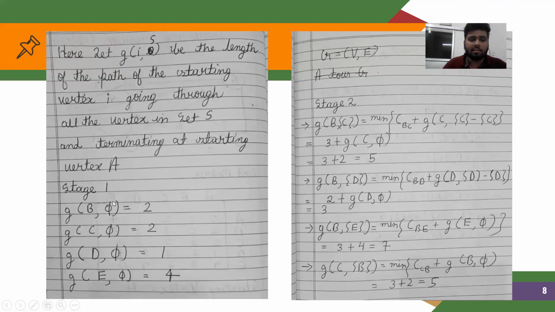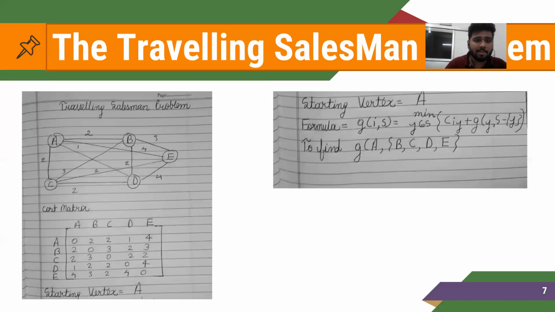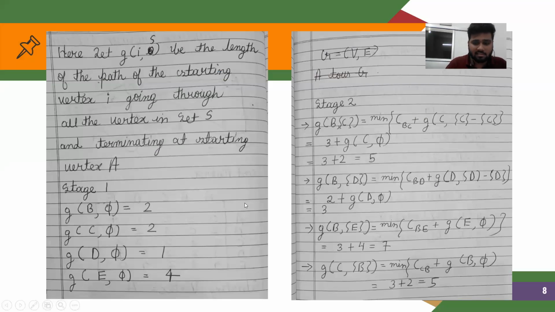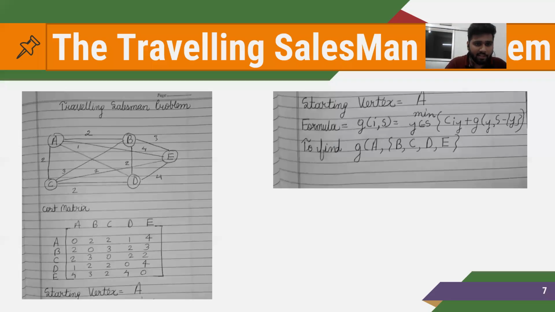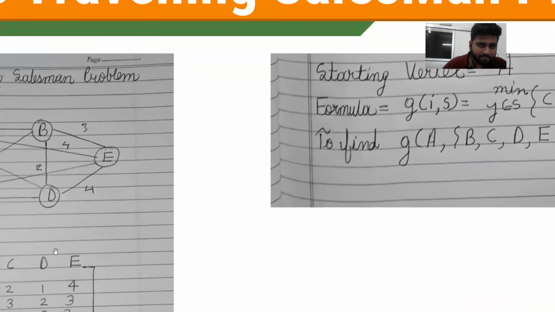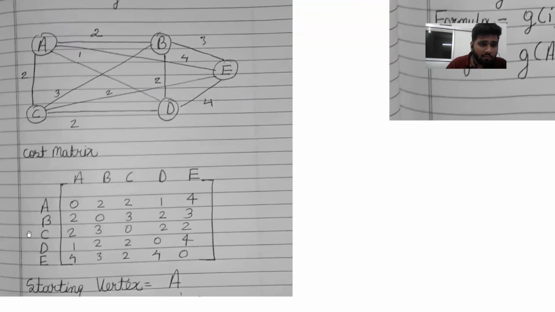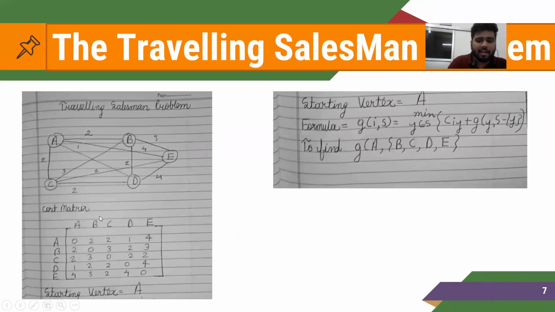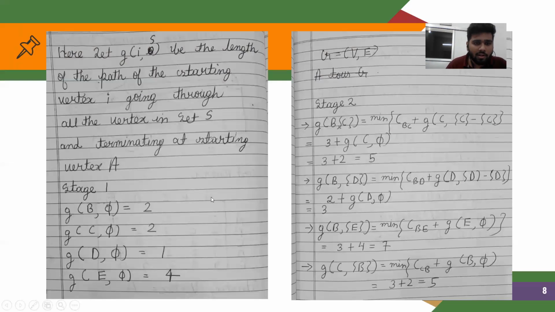Now we have to write the value of B comma A. We can write this value from our cost matrix, or directly from the graph. So we can see here the value of B comma A. Let me zoom in. The value of B comma A is 2. Okay, so we have written 2 here.